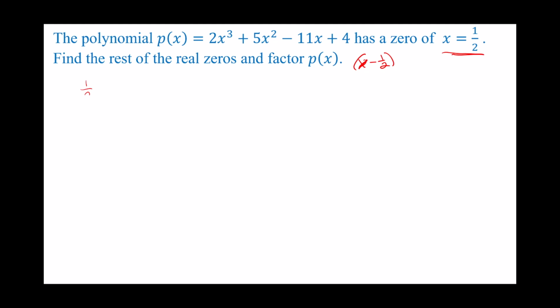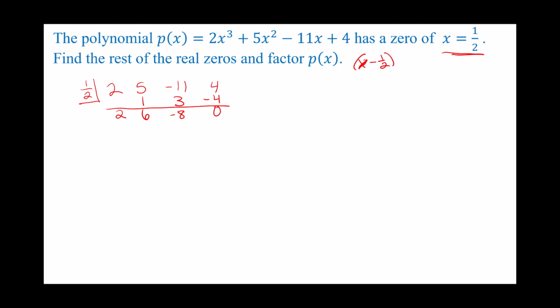First, let's divide. We'll use synthetic division. We know the 0 is 1/2. And then I'll put my coefficients here and use some synthetic division. Bring down the 2. 1/2 times 2 is 1. 5 plus 1 is 6. 1/2 times 6 is 3. Negative 11 plus 3 is negative 8. And 1/2 times negative 8 is negative 4. And 4 plus negative 4 is 0.